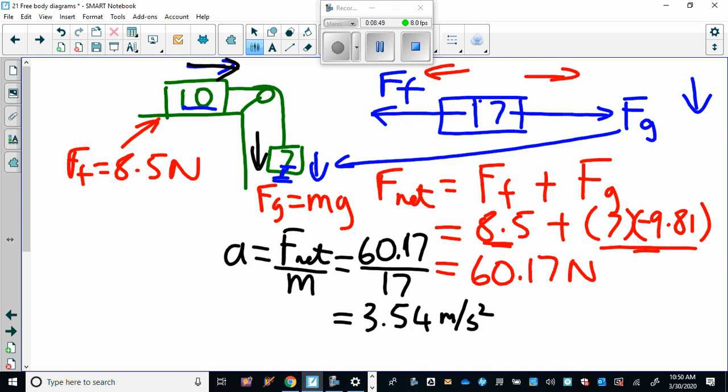Okay, I hope those solutions help you to figure out this assignment. Again, if you can do these two questions, then you're well on your way to understanding the basic principles of force and dynamics, and they're really important for Physics 30. So make sure you get a handle on this.